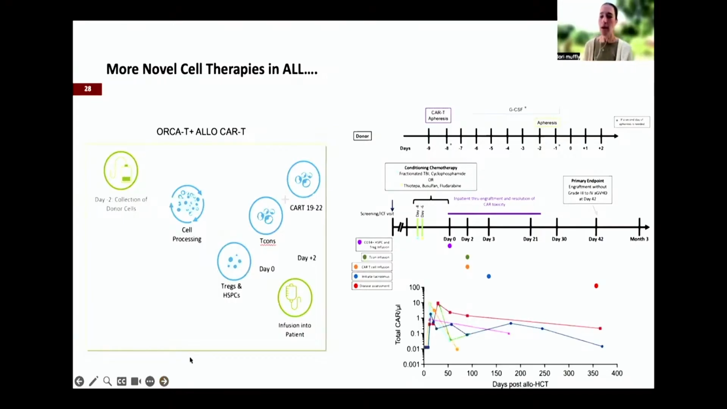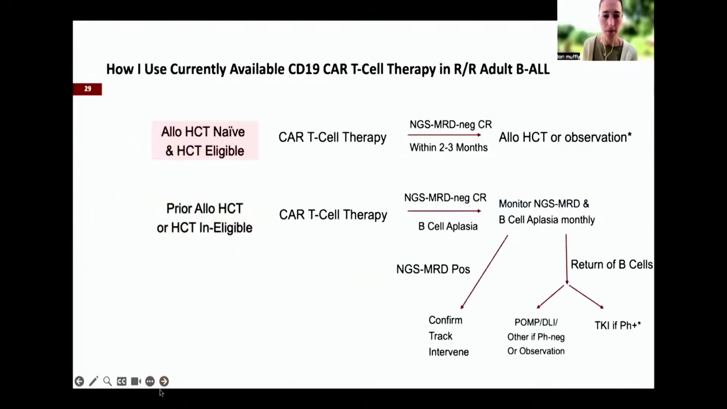And one of the interesting things about this trial, we've now accrued 17 patients, is that the CARs, when obtained from the donor and given after myeloablative chemotherapy, do appear to be long-lasting. So we have 8 patients over 1 year, all with detectable CARs from the donor, which is quite interesting.